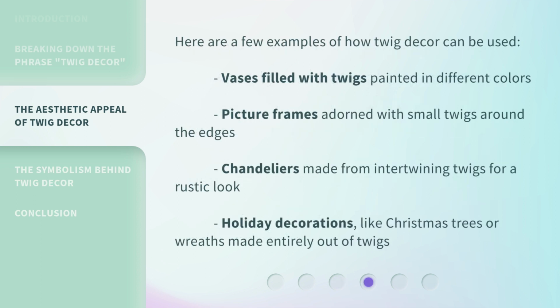Here are a few examples of how twig decor can be used. Vases filled with twigs painted in different colors. Picture frames adorned with small twigs around the edges. Chandeliers made from intertwining twigs for a rustic look. Holiday decorations, like Christmas trees or wreaths made entirely out of twigs.